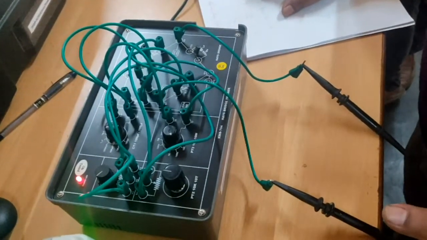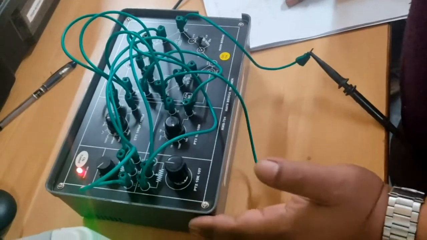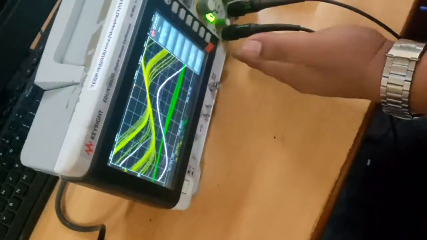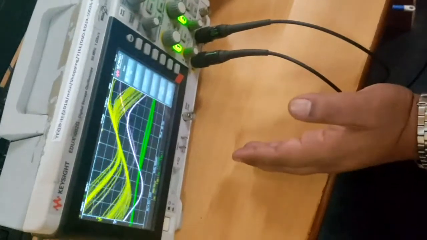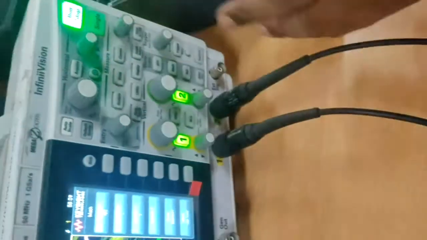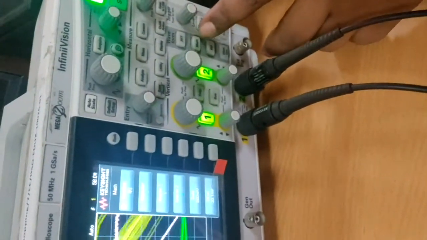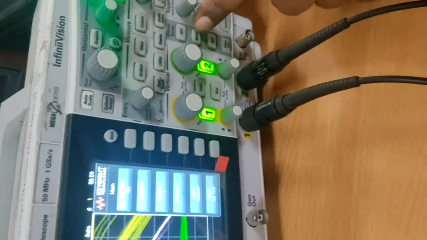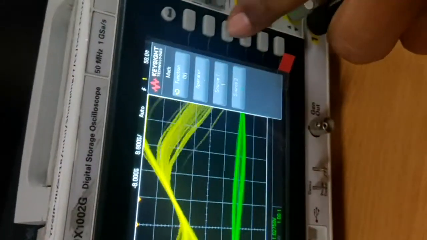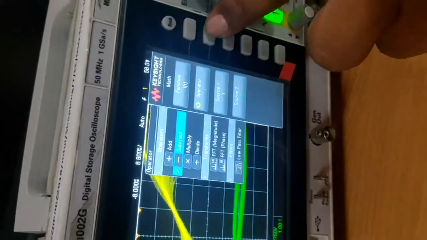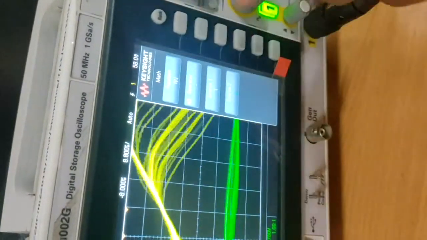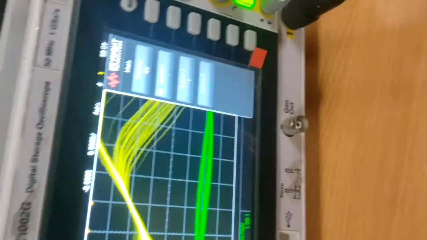For starting the experiment, we have to adjust the DSO for channel 1 and channel 2 to the 50 millivolt scale. For putting the DSO in the subtraction mode, we can use this function math, and you can see here the operation is in the minus position. If it is not in the minus position, you can see there are many functions: plus, into, multiply. So it is already in subtraction mode.